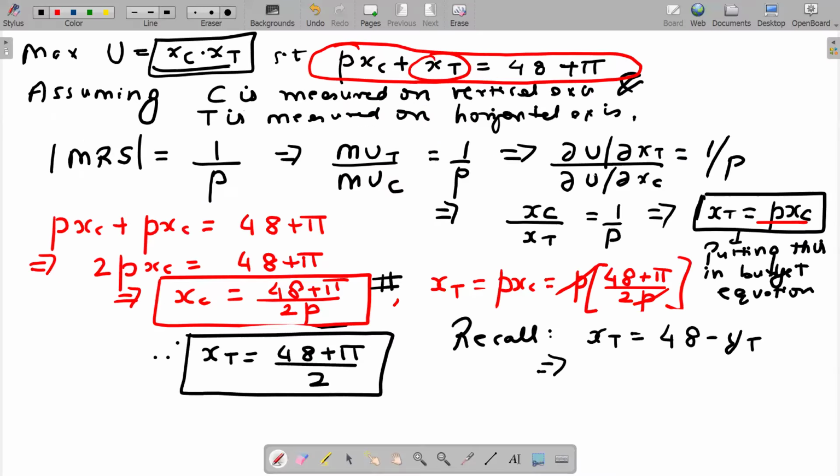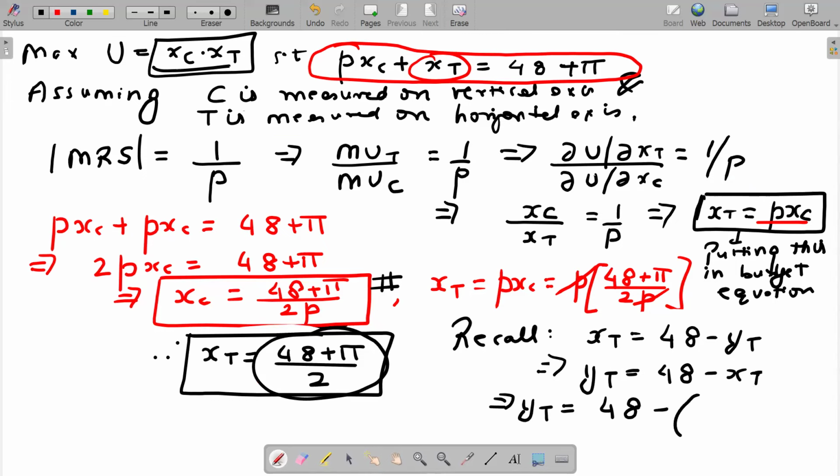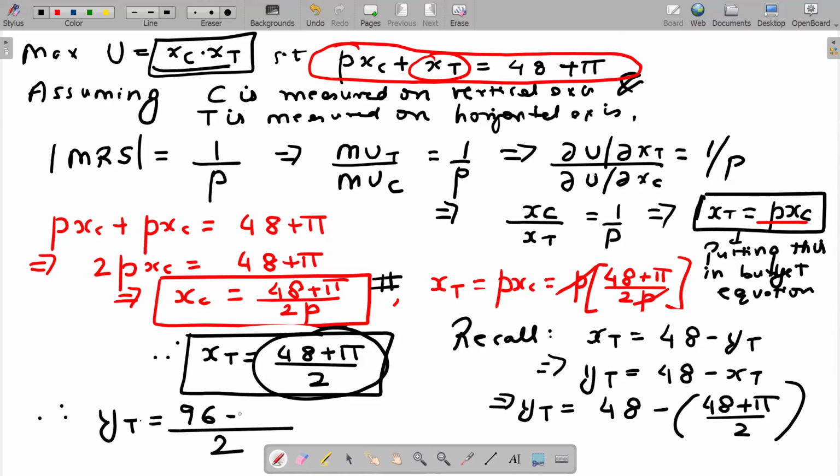So from this, what will YT be? It's going to be 48 minus XT. So this implies YT is going to be 48 minus, what is XT, guys? Plug in the value: 48 plus pi over 2. So therefore, my YT will be, I can take 2 common, so it's going to be 96, 48 times 2, 96 minus 48 plus pi, which is going to be 96 minus 48 minus pi over 2 when I open up the brackets. So I get my YT as follows.